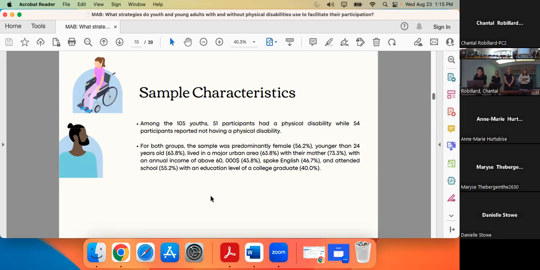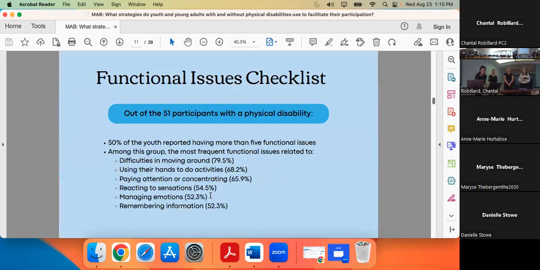When it comes to the functional issues checklist, among these 51 participants with a physical disability, about 50% of the youth reported having more than 5 functional issues. And here we have the list of the top 6 frequent functional issues that they chose, which is difficulties in moving around, using their hands to activities, and etc.